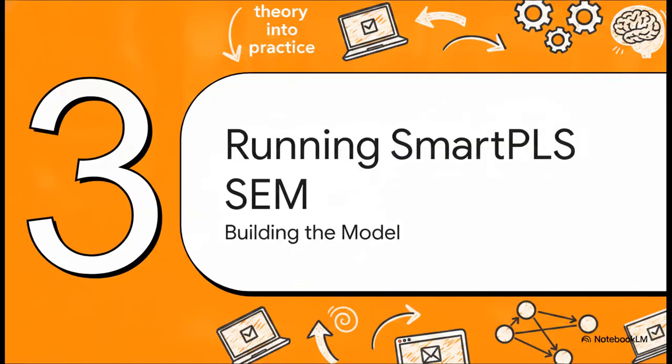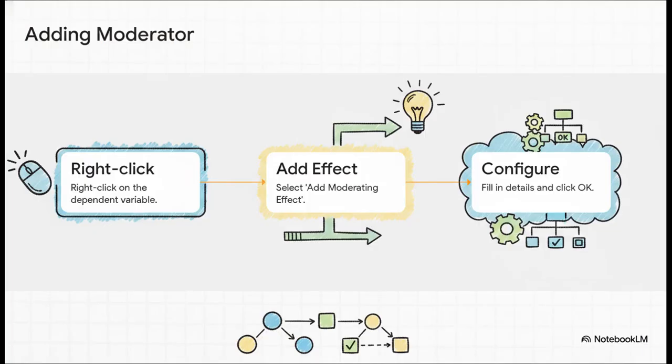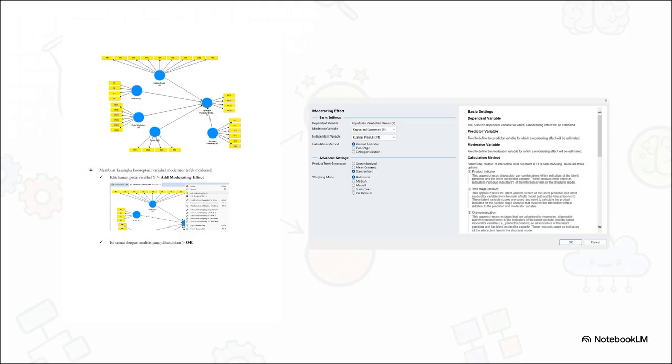All right, Section 3, Running SmartPLS SEM. Now we get to jump straight into the software to build this whole thing out. This is where the theory turns into practice. And honestly, adding this moderator into the software is a delightfully simple 3-click process. You start right on your dependent variable. You don't need to write out any complex equations. You literally just tell the software how you want the variables to interact. The interface here is just incredibly intuitive.